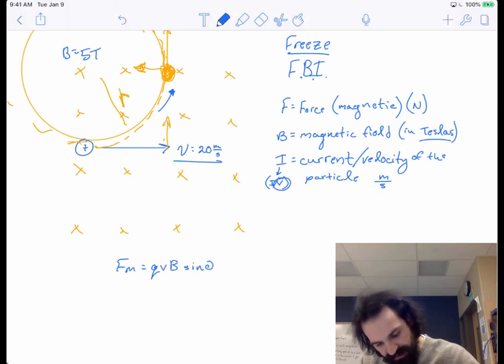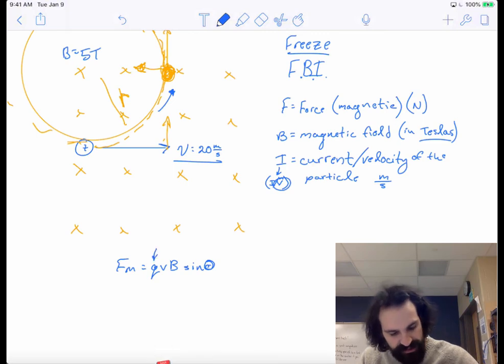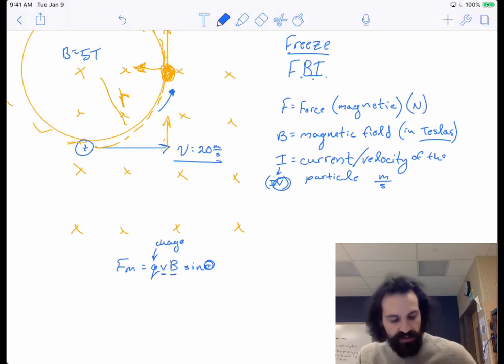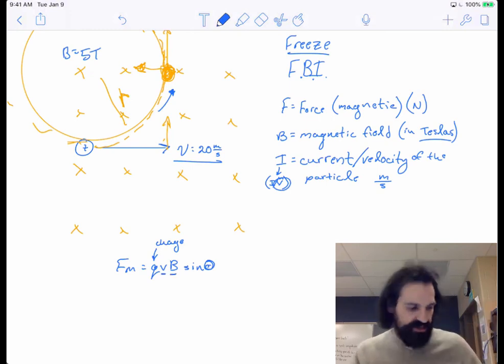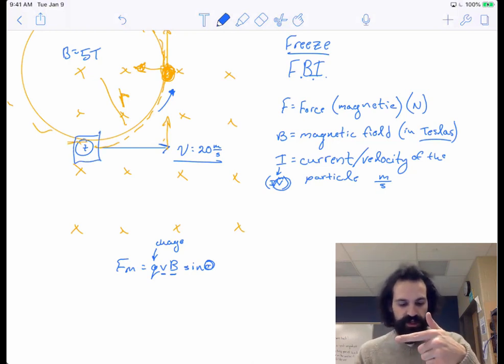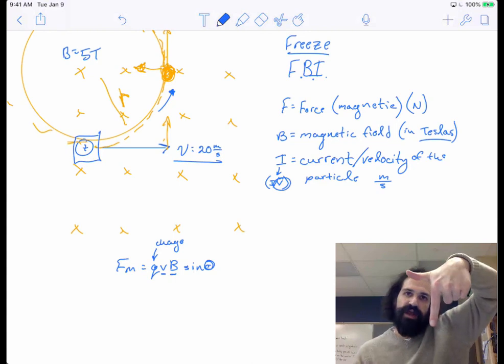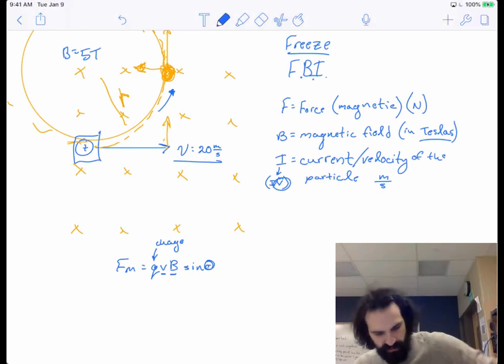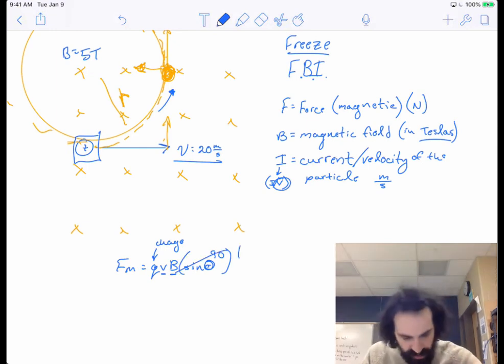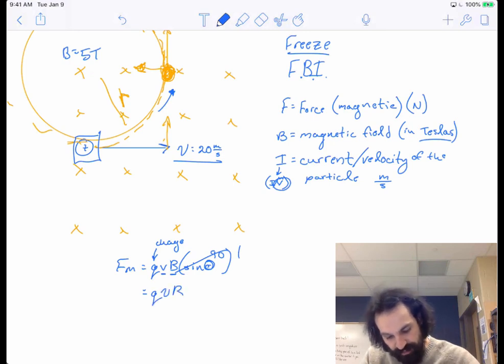And the only two variables that we haven't discussed in this lesson were Q is the charge, and theta is the angle between the velocity and the magnetic field. Well, if the velocity at the bottom is to the right and the magnetic field is into the page, then your angle is 90 degrees. So your theta is going to be 90 degrees, which means sine of 90 is going to collapse to 1, and we can ignore that. So now you can calculate the magnetic force by just plugging in QVB.